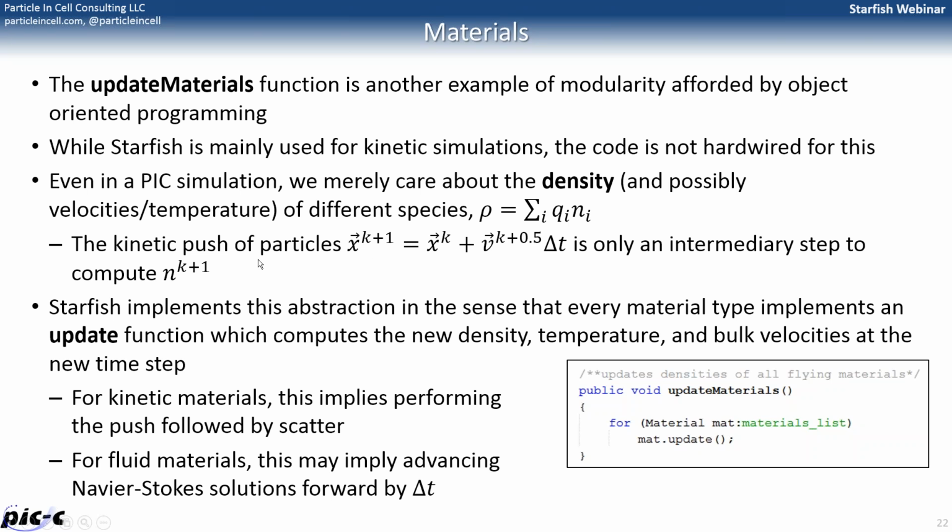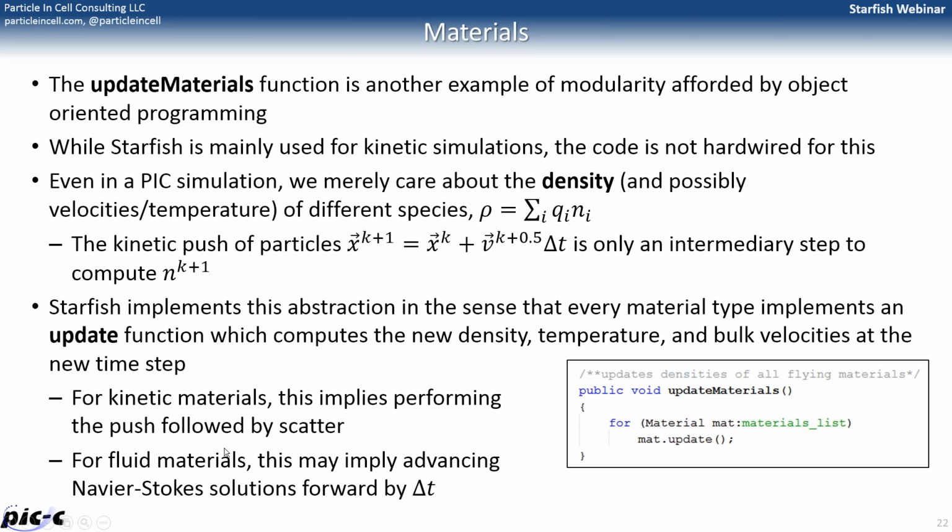Okay. And so Starfish implements this abstraction in the sense that every material implements a function called update, which computes the density, temperature, and bulk velocities at a new time step. Now we don't actually care about how this computation gets done. For a kinetic material, meaning implemented by particles, this implies pushing the particles forward by delta t, and then performing a scatter to interpolate all these positions to the mesh nodes, so you can compute the number density.